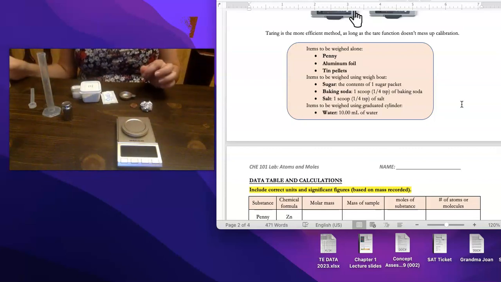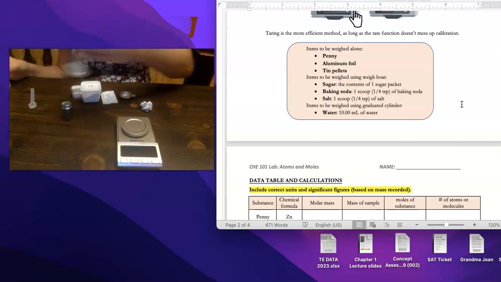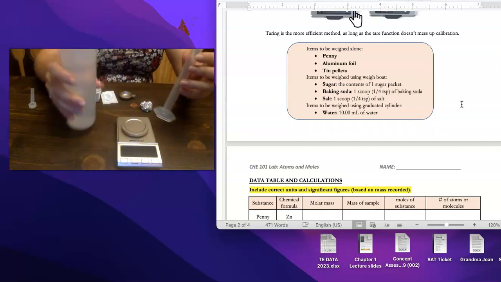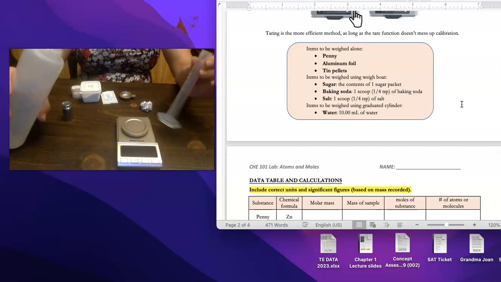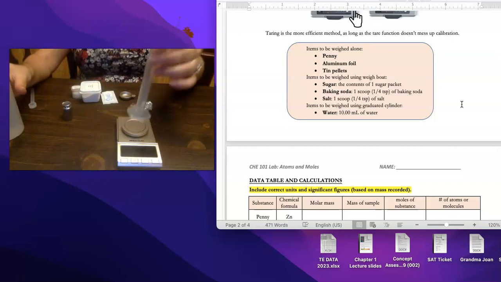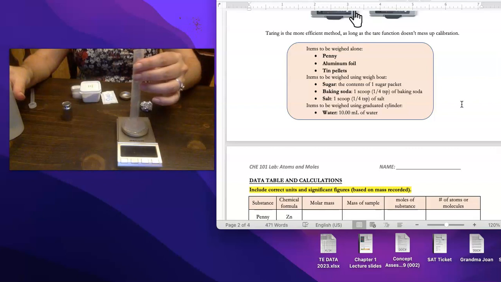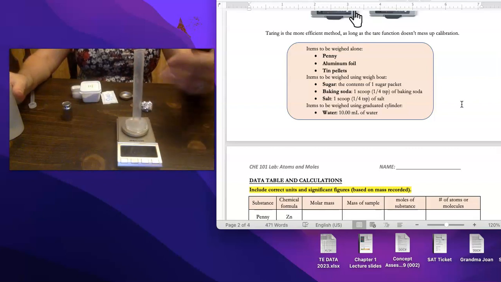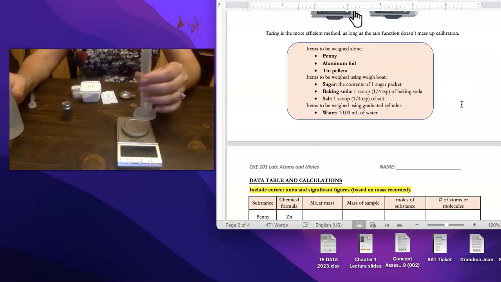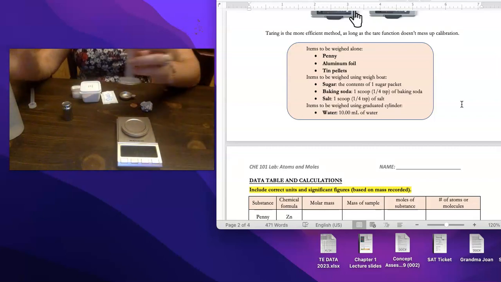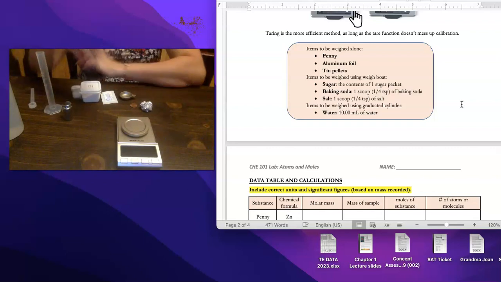You're also going to be getting the weight of some water. So you have some kind of water squirter and a graduated cylinder. In this case, we're going to need to either weigh or tare the graduated cylinder before we add the water. Make sure that you add exactly 10 milliliters of water, 10.00 milliliters, please, as the instructions say.